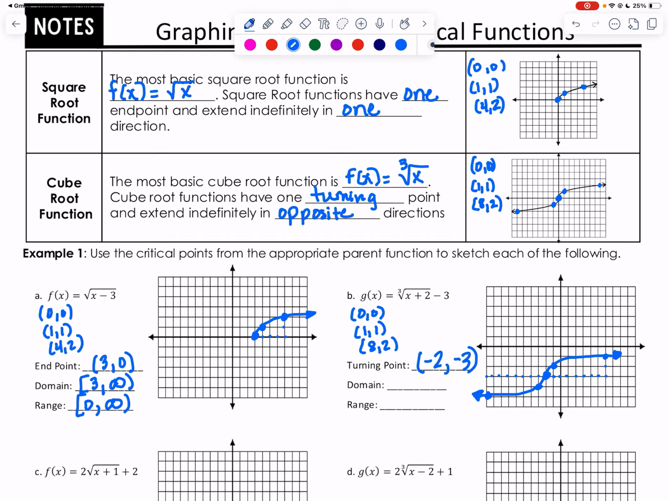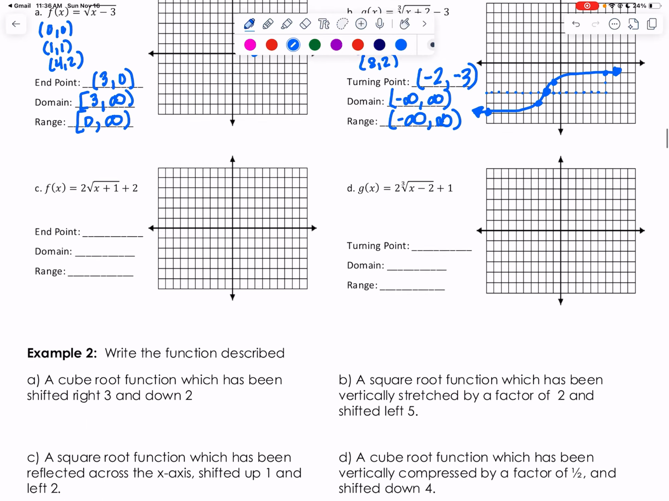So remember, on the cube root, you're going to have one of your branches going off to the right and one going off to the left. So our domain is going to be -infinity to +infinity. And same thing with the range. We do not have a restricted domain because we can plug negative numbers into our cube root function. Okay. All right, problem C.